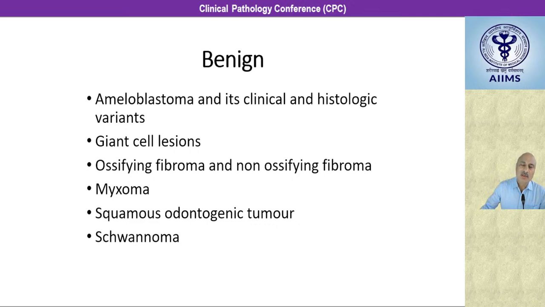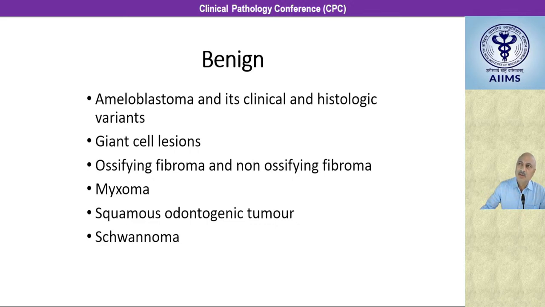Although it is more seen in the molar ramus region, anterior ameloblastomas are also very common. And there are various clinical and histological variants. I'll keep this at the top of the list. Then giant cell lesions or giant cell tumors are also very common in the mandibular anterior region, particularly in females. These are brown in color, but the mucosa is looking normal.